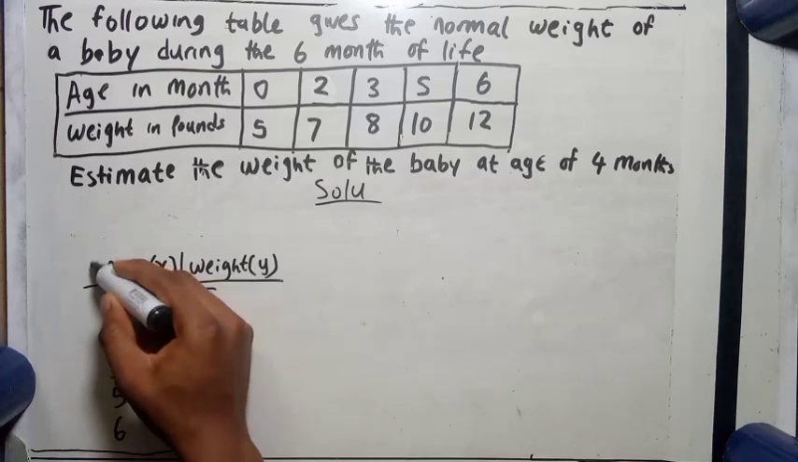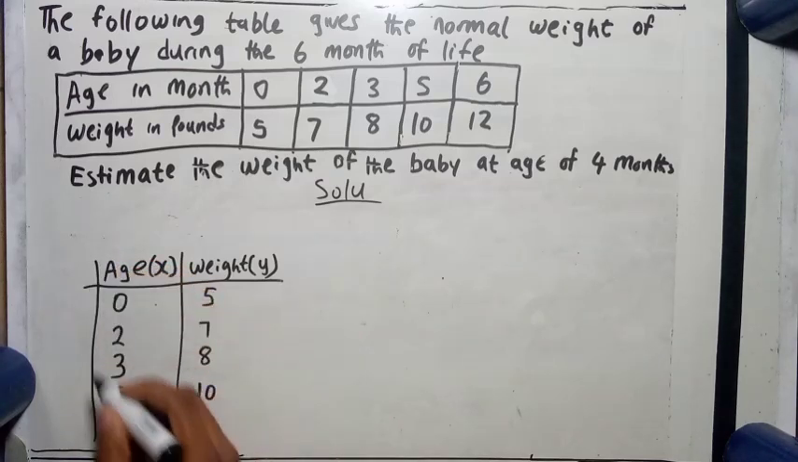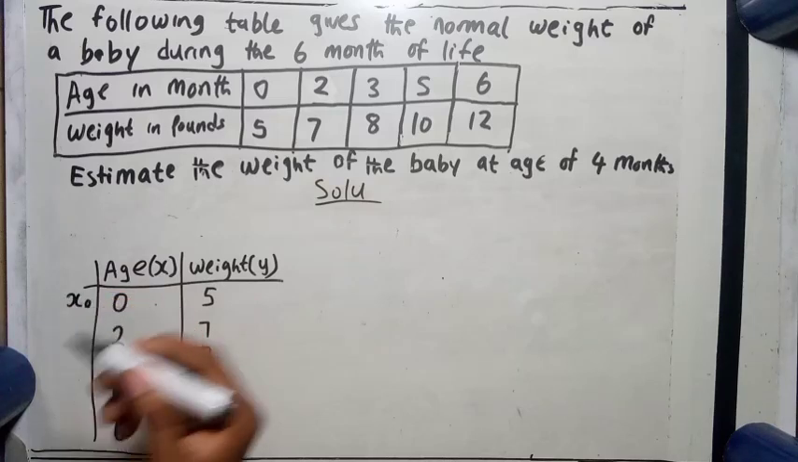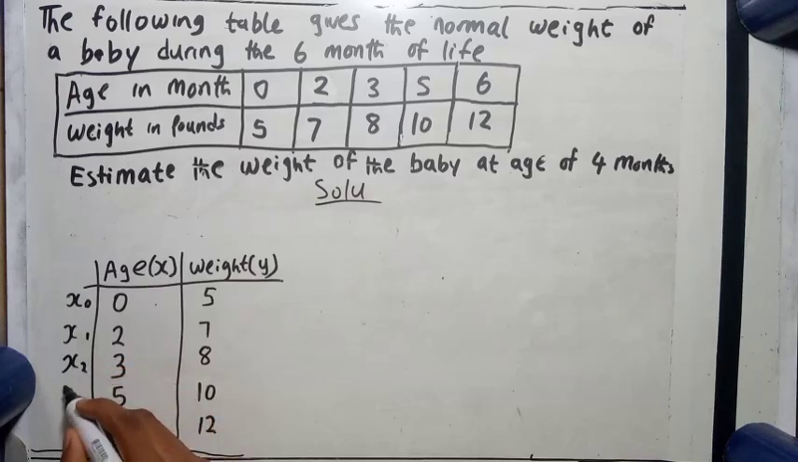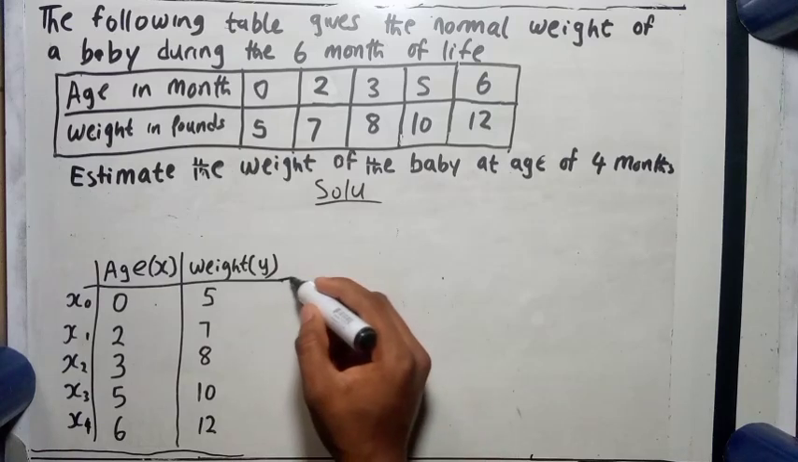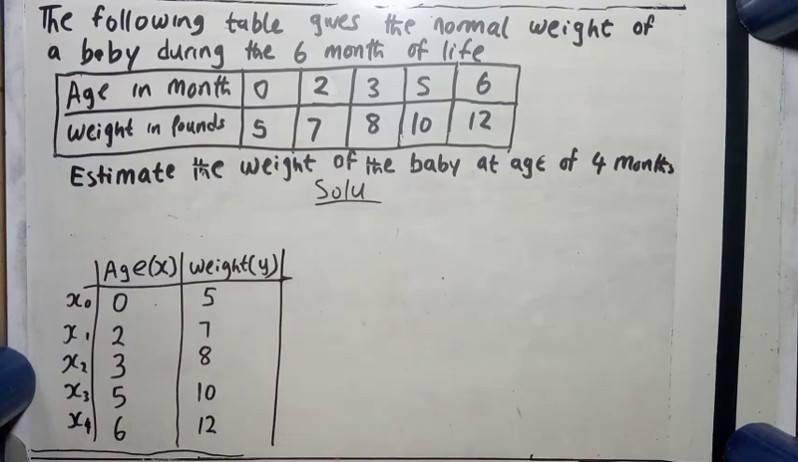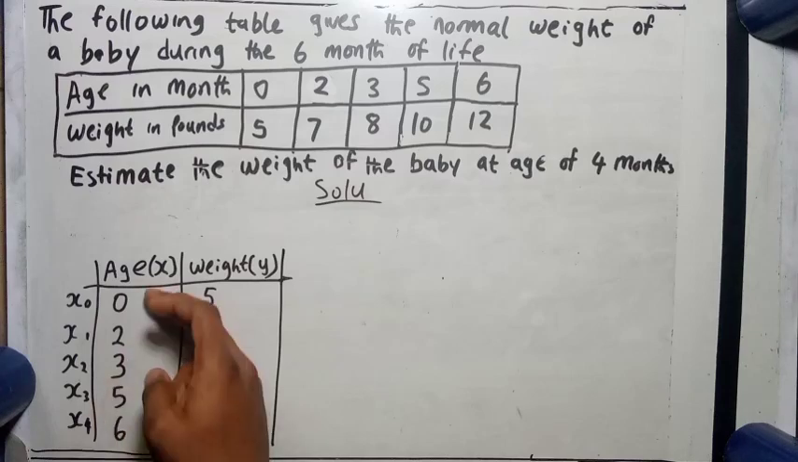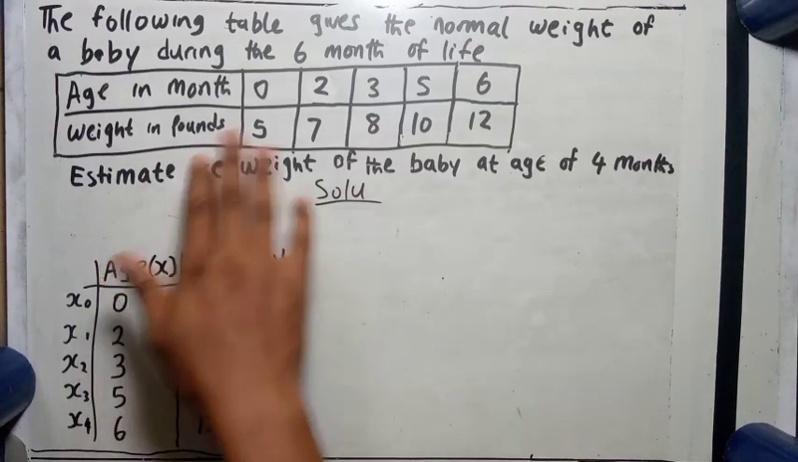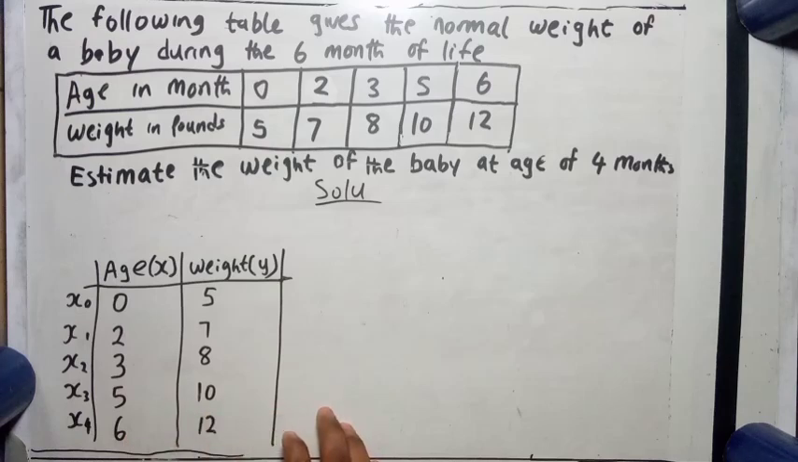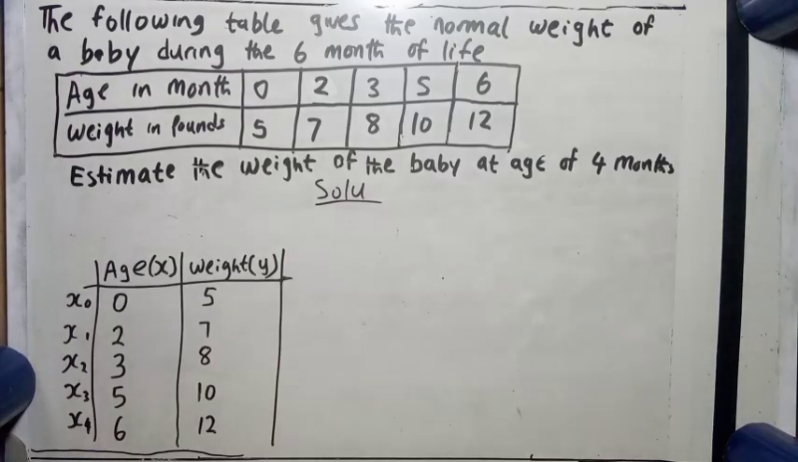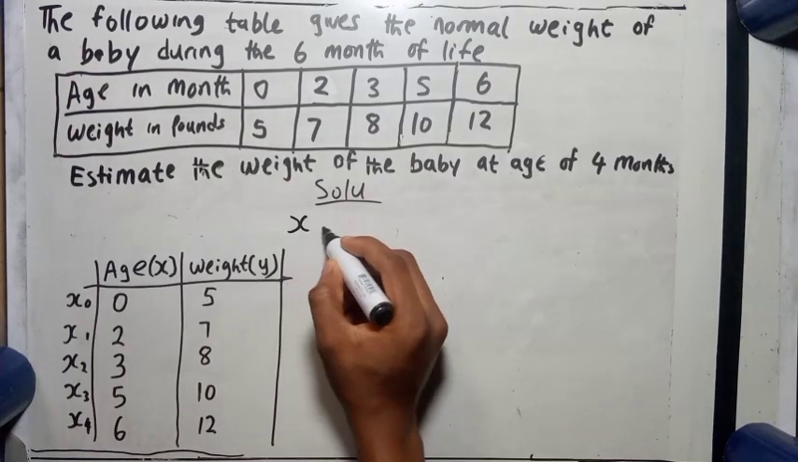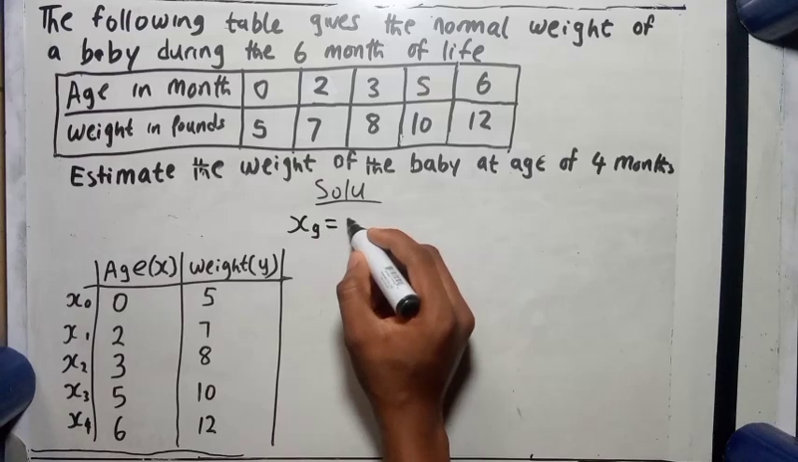Now we can also give a name to each of our values here. Let's call the first x, x0, then x1, x2, x3, x4. So we are having 5 values of x, but we want to get 4. So let us call xg the given value of x that we are trying to find.